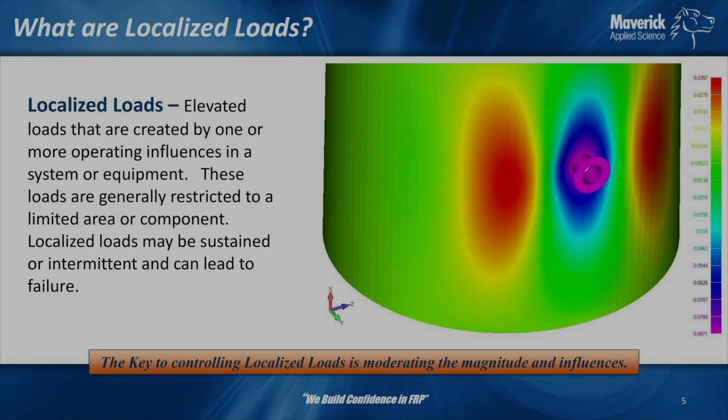Simple definition for localized loads. We're talking about elevated loads that are created by one or more influences. So we're not talking about just one thing. Usually when we see failures, it's a combination of influences that come together, and it just kind of pushes over the edge. We find FRP to be pretty forgiving for the most part.